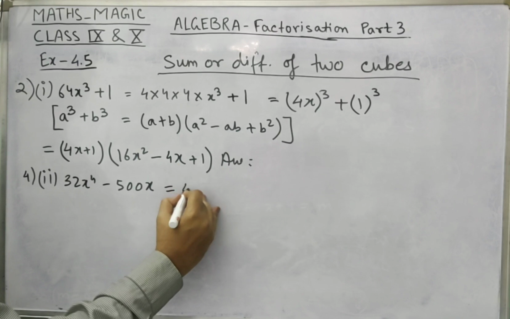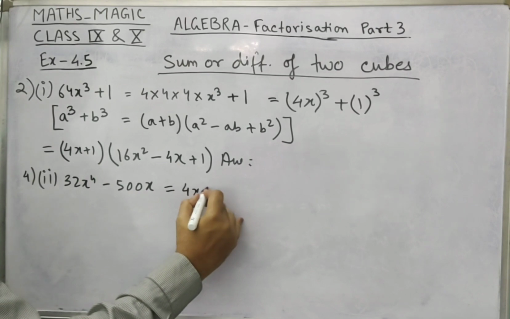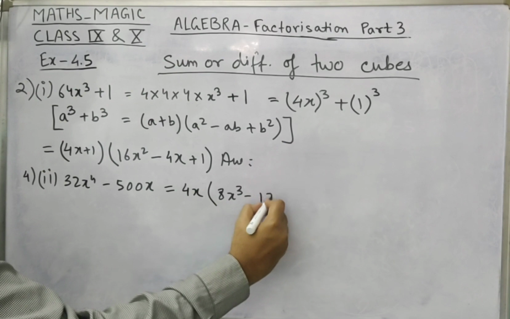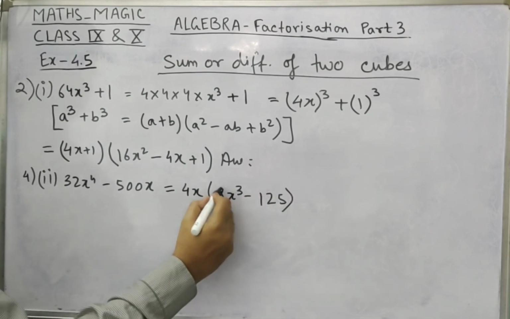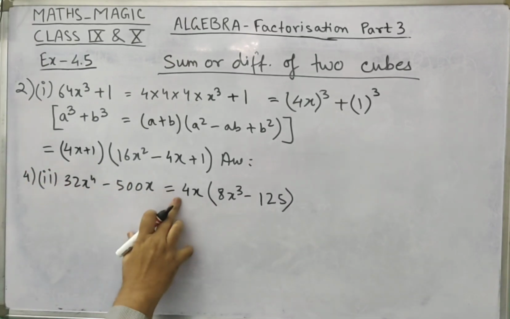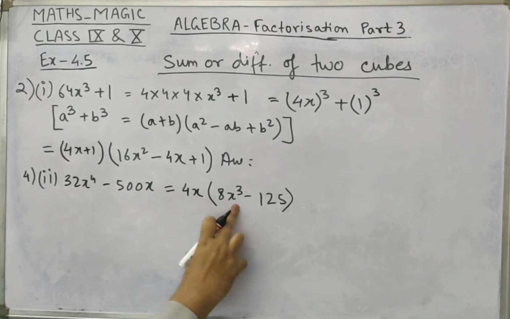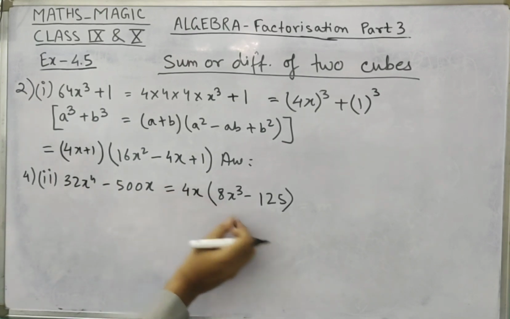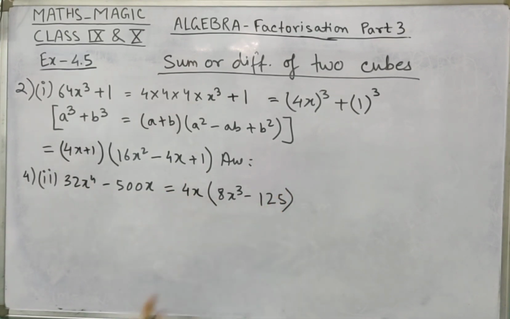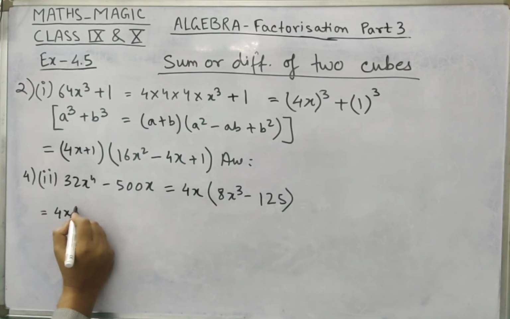So 4x, you can take the HCF. Out of these two, 4x is common. So 32 by 4, 4 8s are 32, and x to the power 4 by x, I will be left with x cube. So 500 by 4, I will get 125, and x by x, nothing is left. So this is equal to 4x, let this be common.